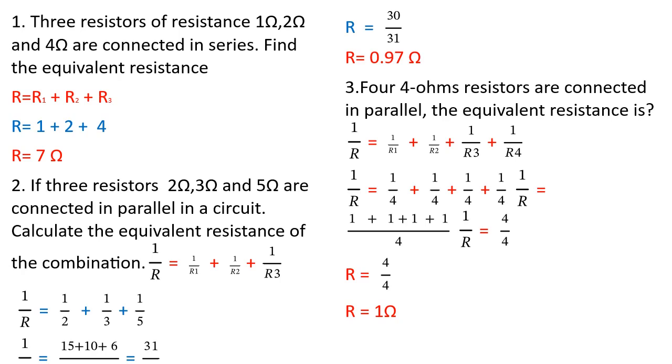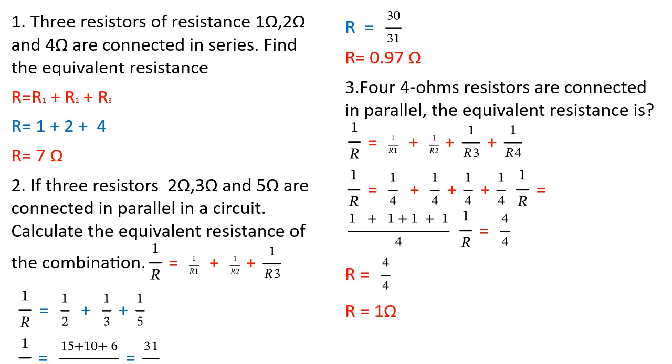Example 3. 4 resistors are connected in parallel. The equivalent resistance is 4 ohms. 4 ohms resistors are connected in parallel. The equivalent resistance is, you will discover that we have 4 resistors. Each of them is 4 ohms. They are connected in parallel. Therefore, the equivalent or the combined resistance will be 1 over R equal to 1 over R1 plus 1 over R2 plus 1 over R3 plus 1 over R4.